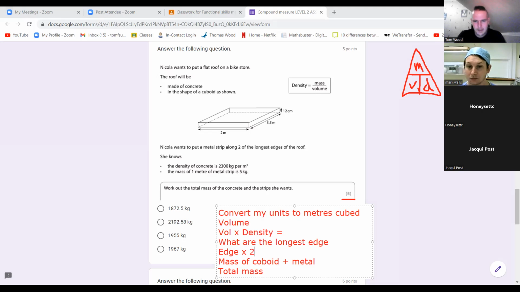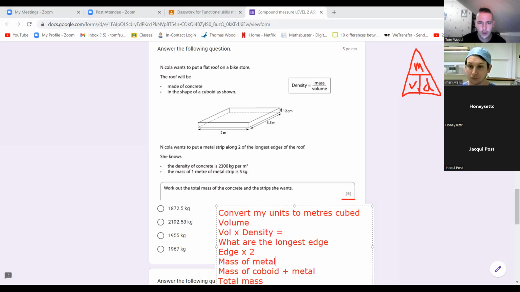Yeah. So the edge times 2, and then we're going to work out the mass of the metal. So we've got quite a few steps to do. It looks like there's a lot there, but once we've broken it down like this, we can actually see clearly where all these marks are going to come from.